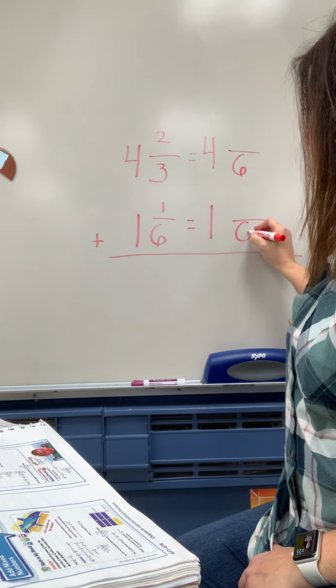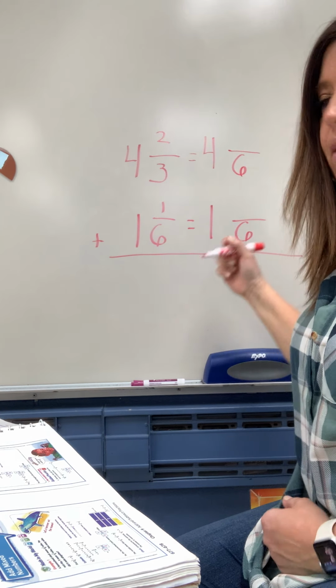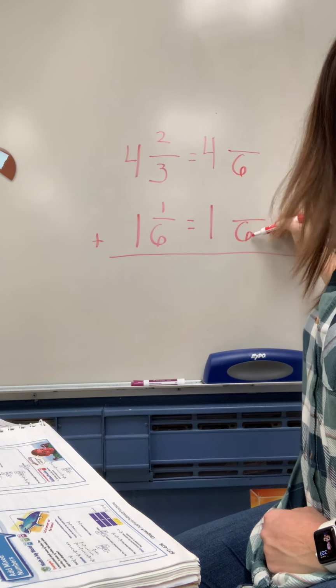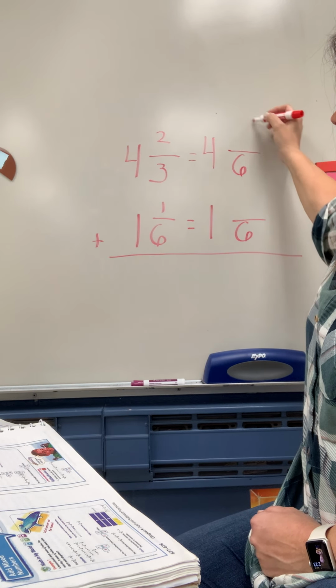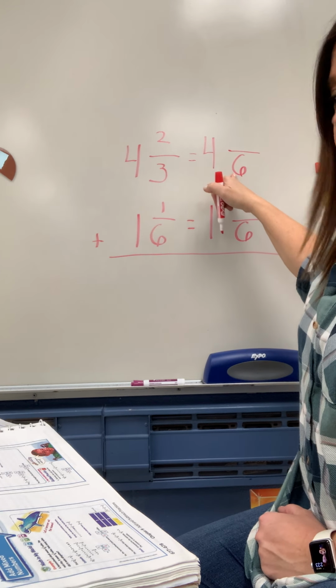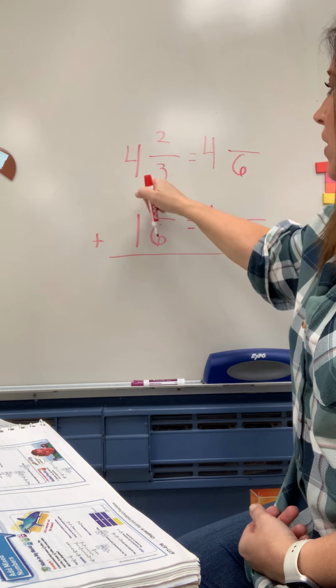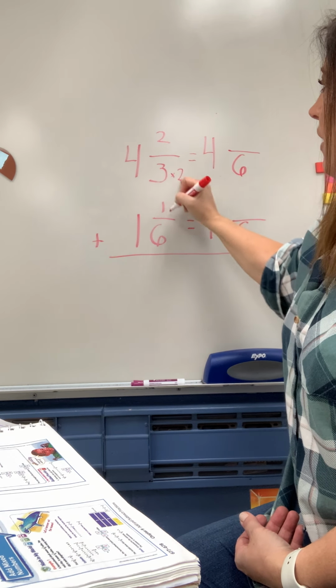How do I know 6 is a multiple of 6? Because I can use 6 times something to get 6. Okay, so I'm going to use the common denominator here of 6. Now I have to figure out what my missing numerator is going to be. How many times does 3 go into 6? Twice. In other words, 3 times what equals 6? 3 times 2 equals 6.